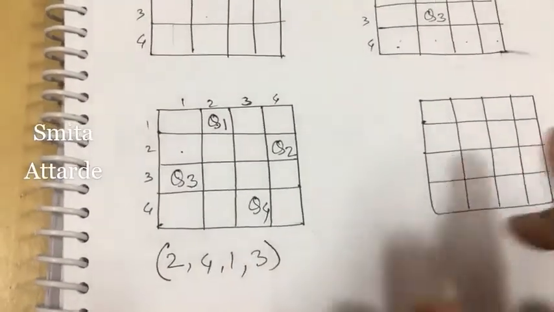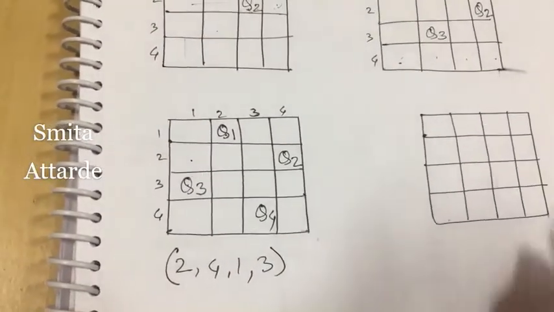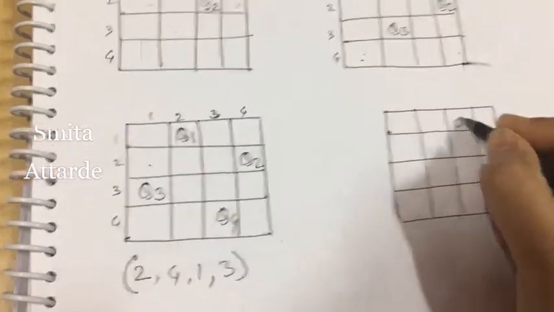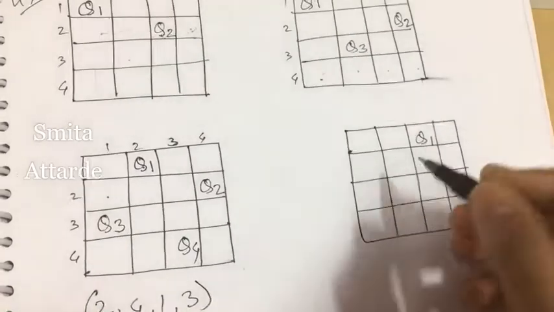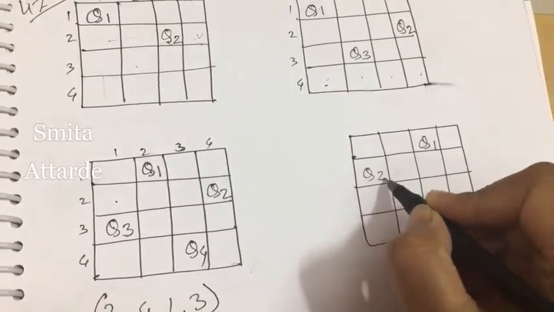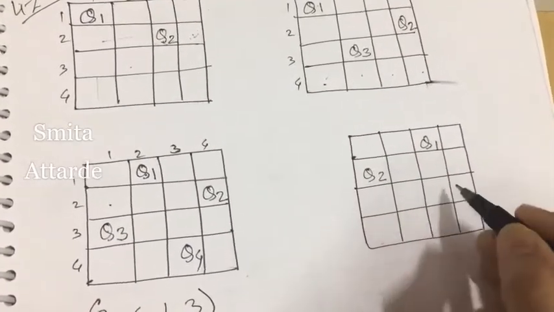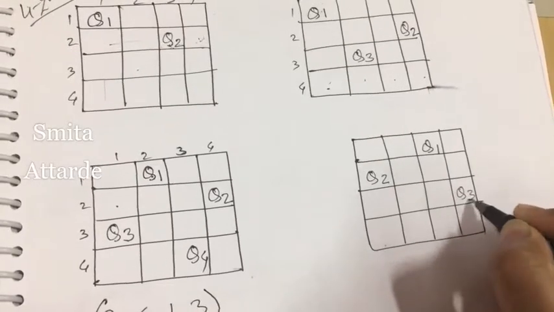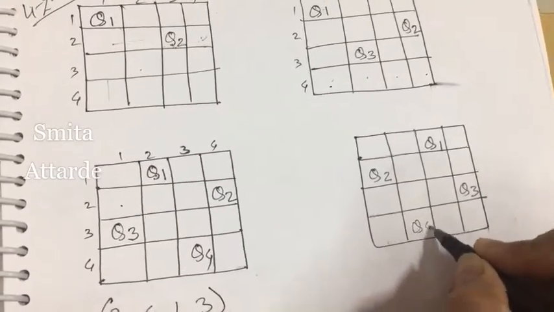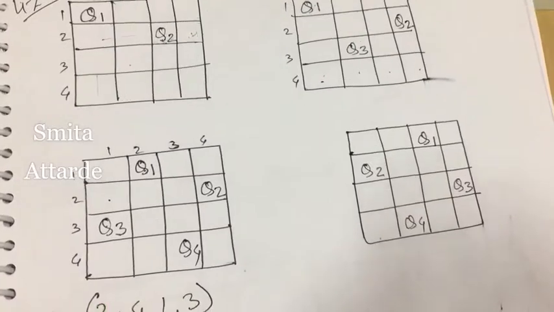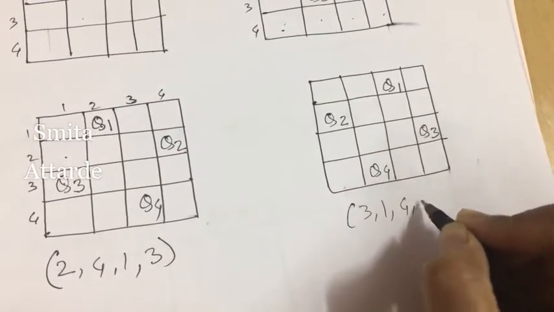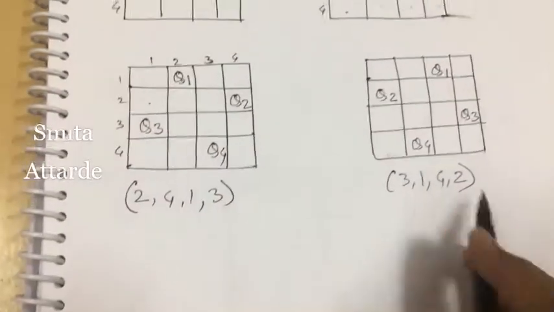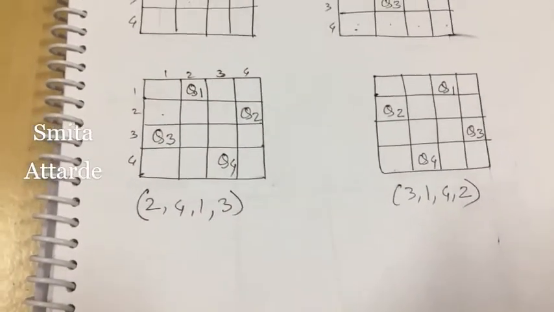For example, we'll see another solution that exists. Suppose q1 is placed here, in the third position, and q2 I place here, q3 I place here, and q4 I place here. Yes, so this is also a valid solution. This solution is 3 1 4 2. So there are two solutions for the 4 queens problem.